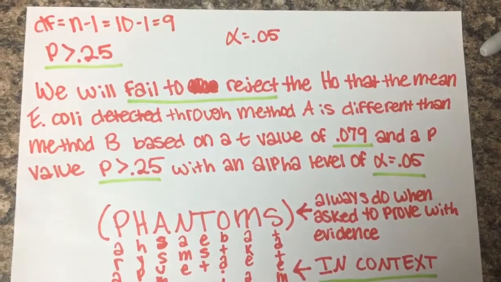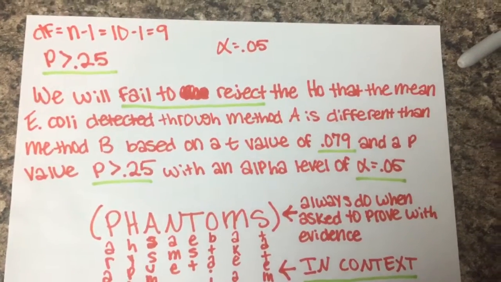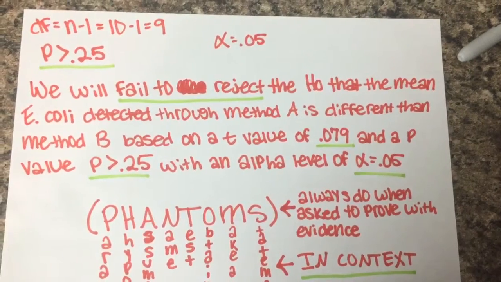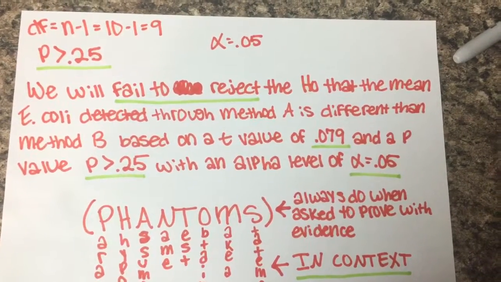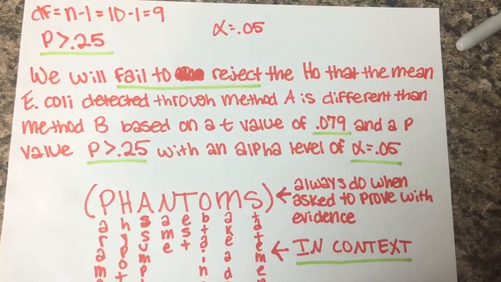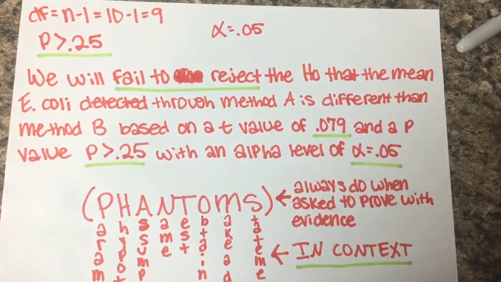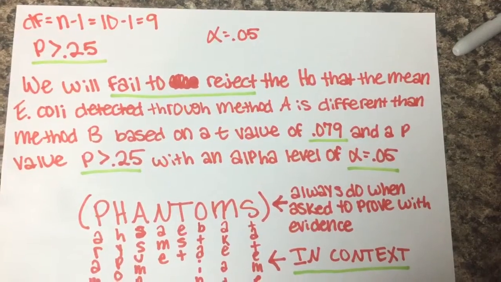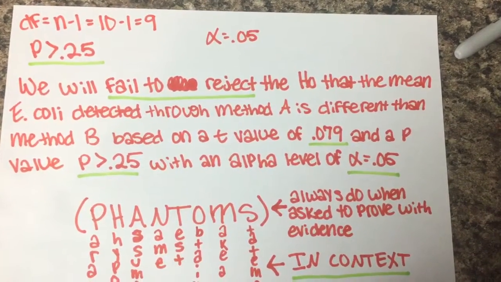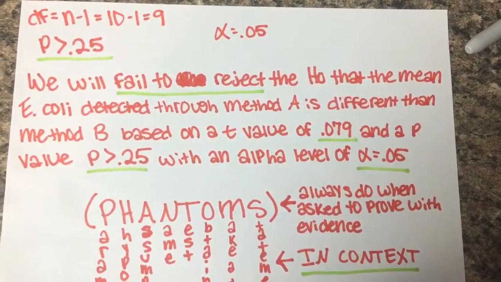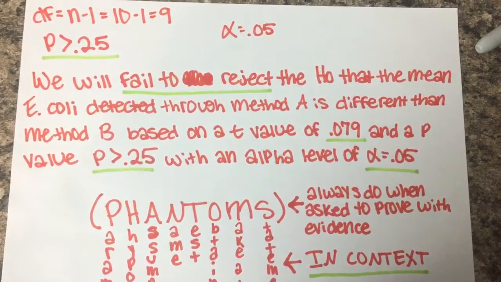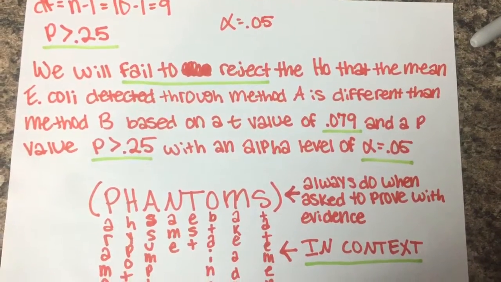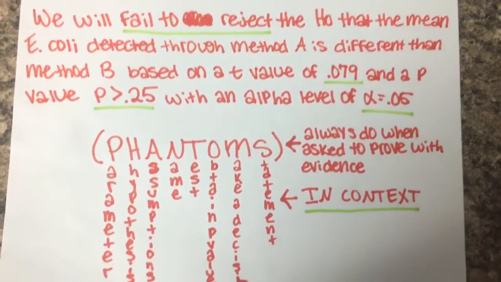The very last part is the giant statement that you have to put everything you just did into to make sure you get full credit. So, we will fail to reject the H0 that the mean E. coli detected through method A is different than method B based on the t-value of 0.079 and a p-value of p is greater than 0.25 with an alpha level of 0.05. They did not tell us that in the problem, but that is the assumed alpha level, so that's the one you want to use if they do not tell you.